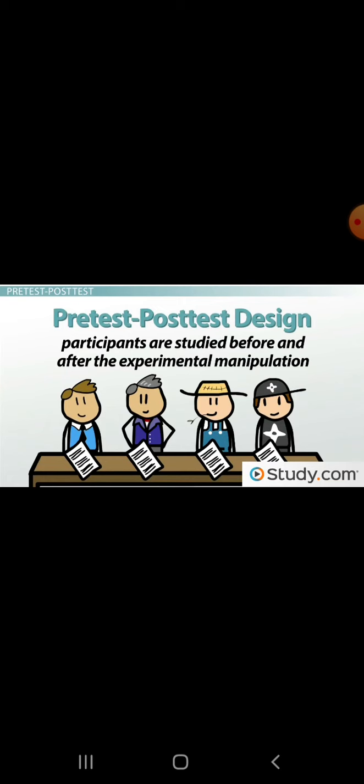A researcher can use pre-test, post-test in an almost unlimited number of ways, as long as they follow the steps. Test the participants prior to the experimental manipulation. Perform the experimental manipulation, which is a fancy way of saying that you do something to the group, like give them homework or give them therapy or deafen them with noise.